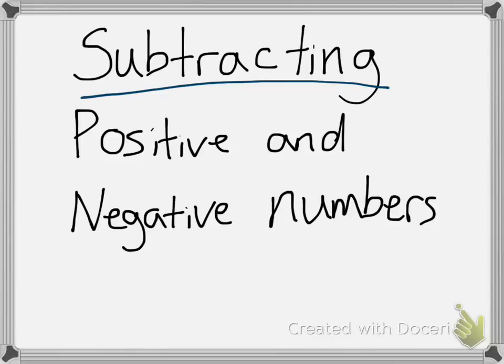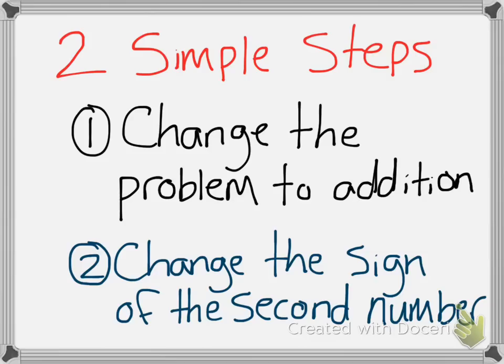All right, you guys, tonight we're going to be going over subtracting positive and negative integers or numbers. It is a simple step process. There are two steps. The first step is to change the problem to an addition problem. And the second step is to change the sign of the second number. Again, you change the problem to an addition problem and you change the sign of the second number.